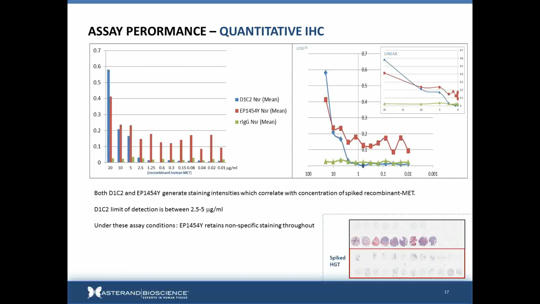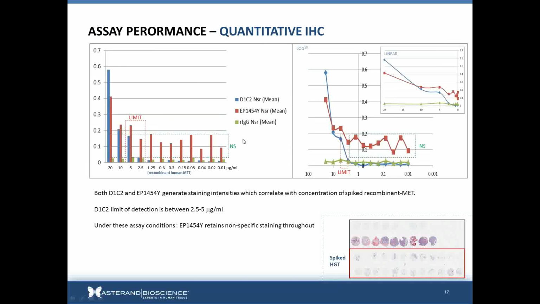Data resulting from D1C2, the blue bars, reduces to background, the green bars, at 2.5 micrograms per mil, while data from EP1454Y never decreases to background levels, suggesting some degree of non-specific staining, data consistent with the cell lines and the lysates in the Western blots, in fact. The right-hand graph recasts the same data on a log scale where the different behavior of the 2 antibodies is more immediately appreciable.